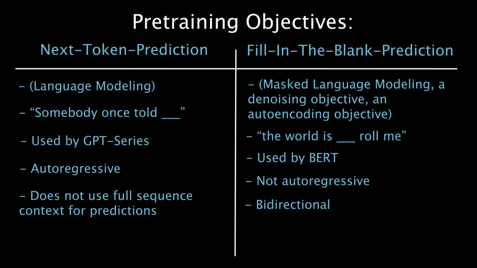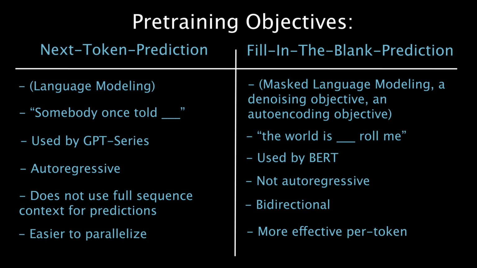Multiple studies have provided support indicating that fill-in-the-blank objectives are actually more effective per token, however, not by an amount significant enough to deter the field from gravitating towards next token prediction, again favoring implementation and parallelization ease over marginal gains, which makes sense when reminded that the computational budget has been the bottleneck, not availability of tokens. Notably, there are many variations of both of these objectives. One shown to be especially effective and growing in popularity is to predict spans of tokens rather than just individual ones.